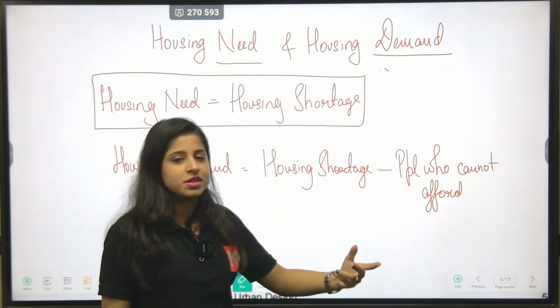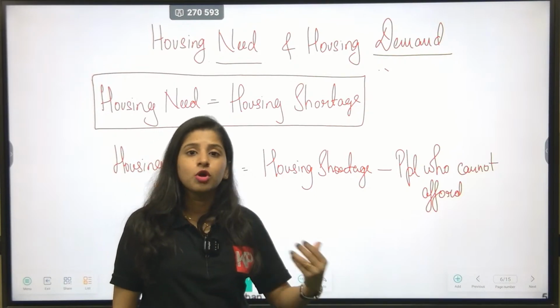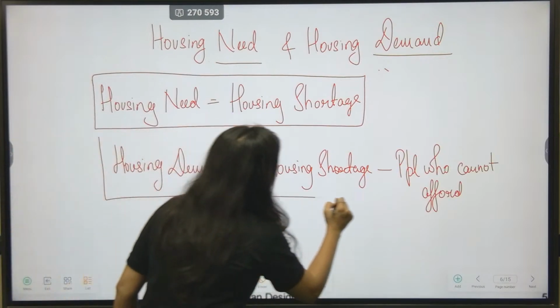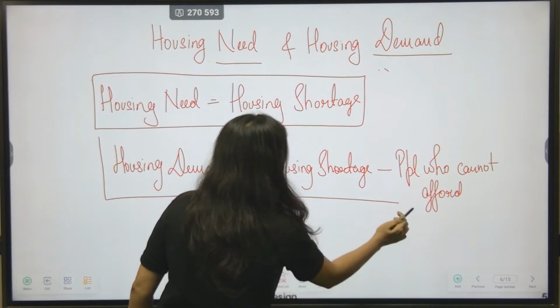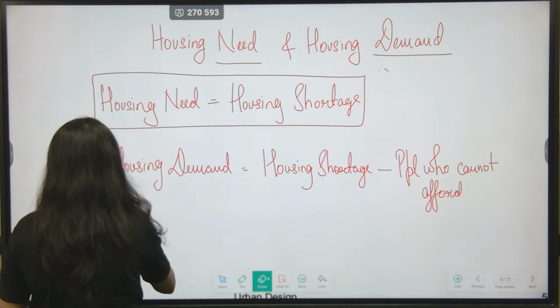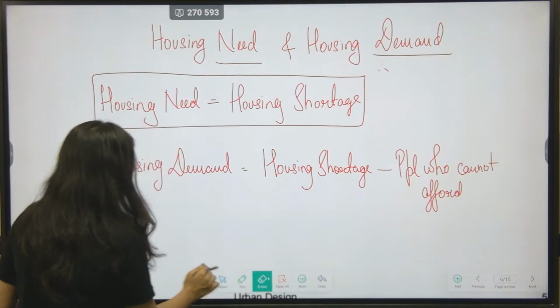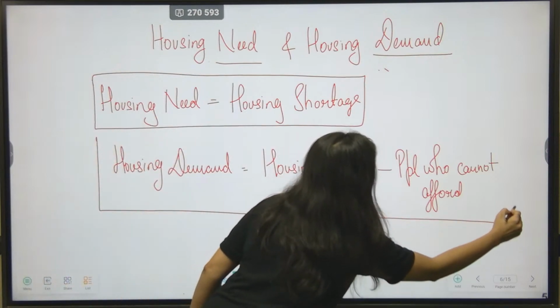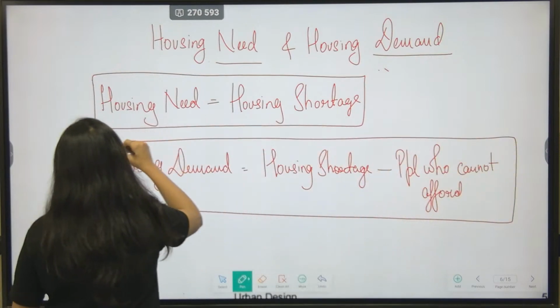In some questions, it is written as BPL population, that is, below poverty line population. So when we subtract all those people who are unable to pay, we are basically finding out the housing demand. I hope this concept of housing need and housing demand is clear to all of you.